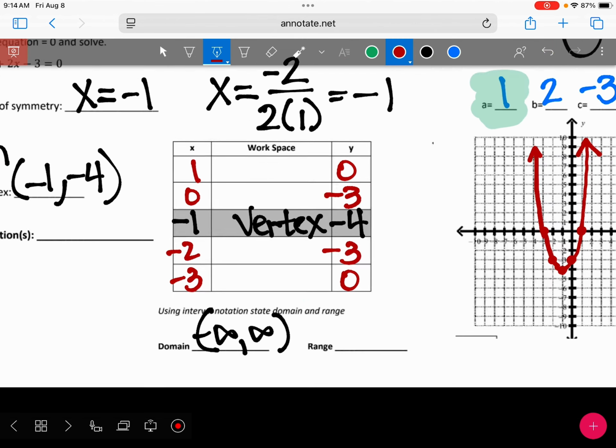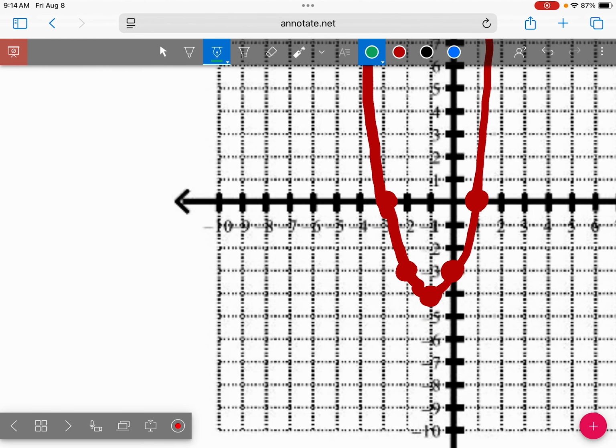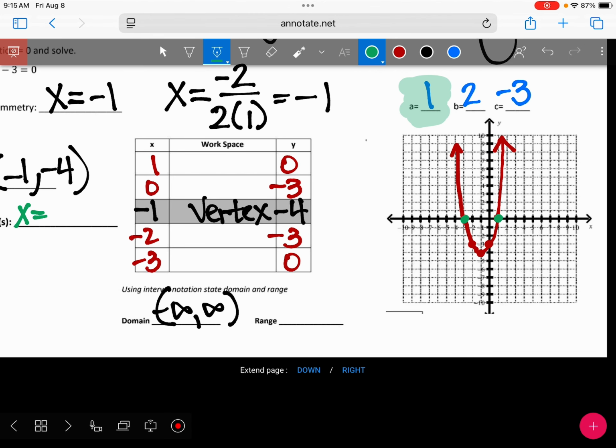Mackenzie, what would my solutions be? Where does it cross through the x-axis? What 2 places? I said, what are my solutions? Remember, solutions are where it crosses the x. So these two green dots, that's my solutions. So where did I put those two green dots? 1 and -3. Good. So that's my solutions.